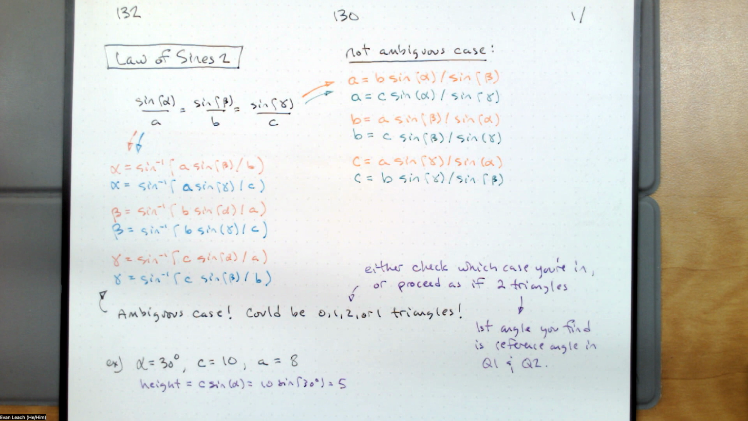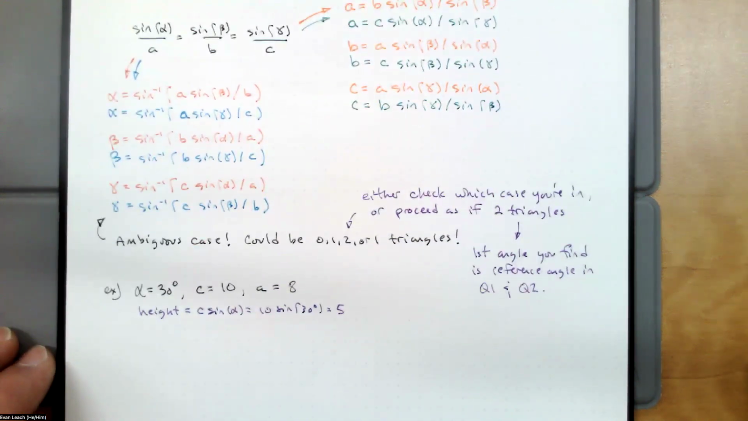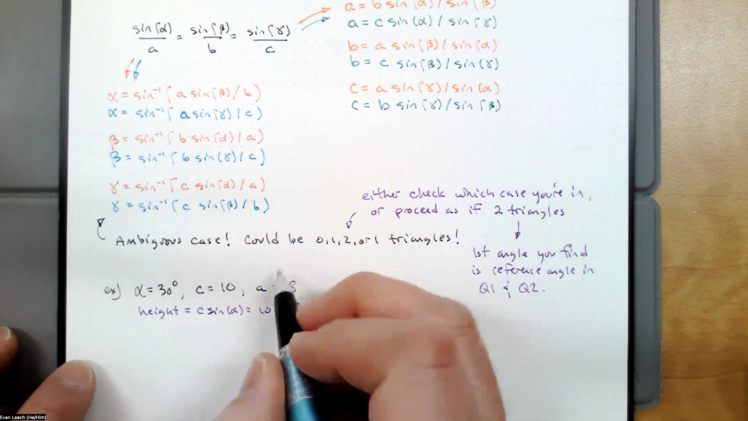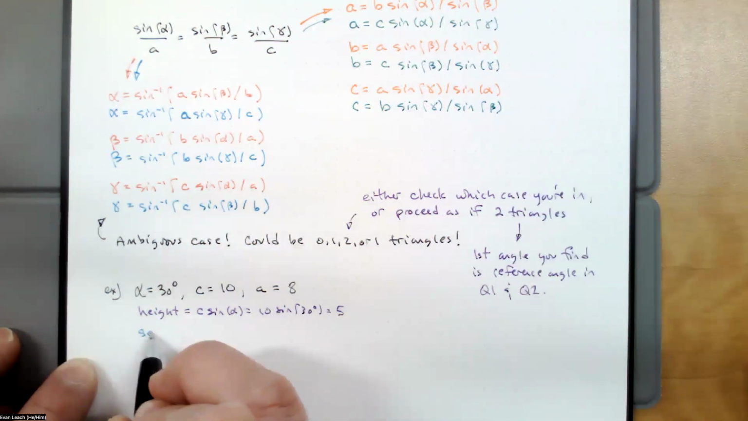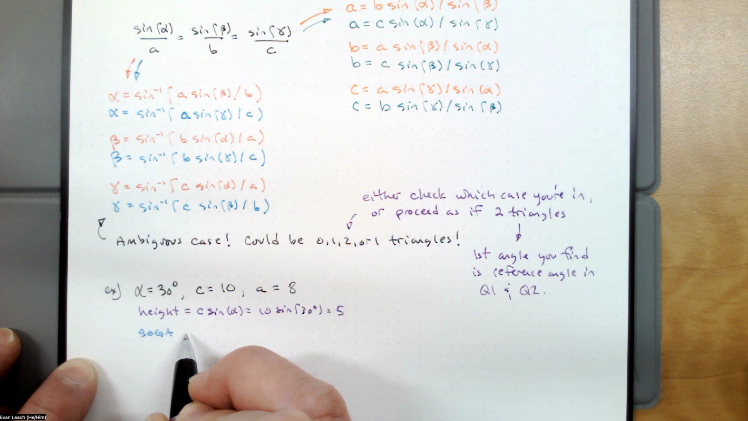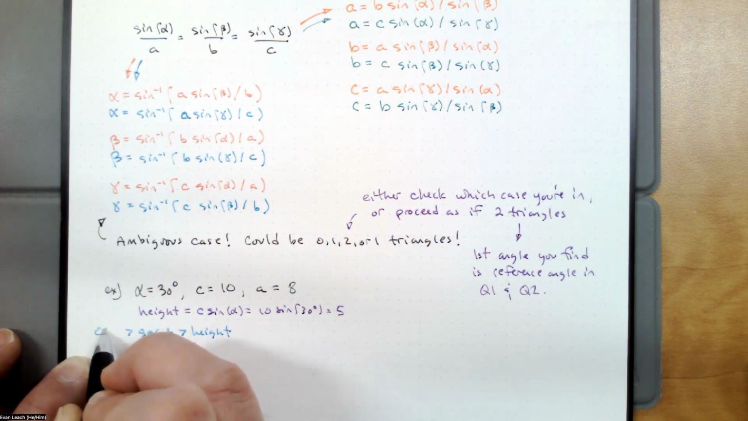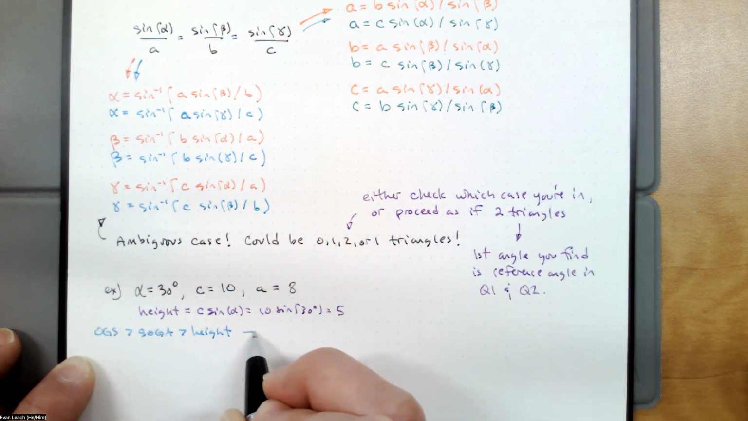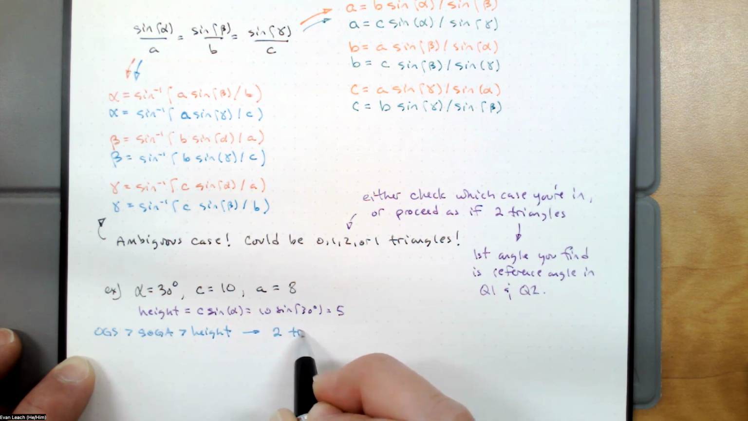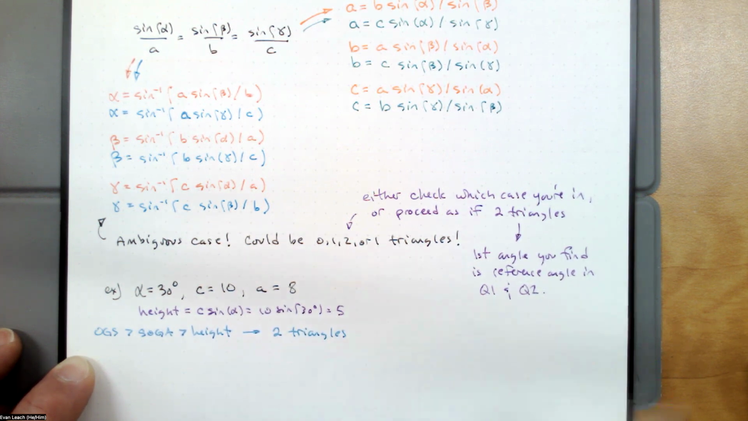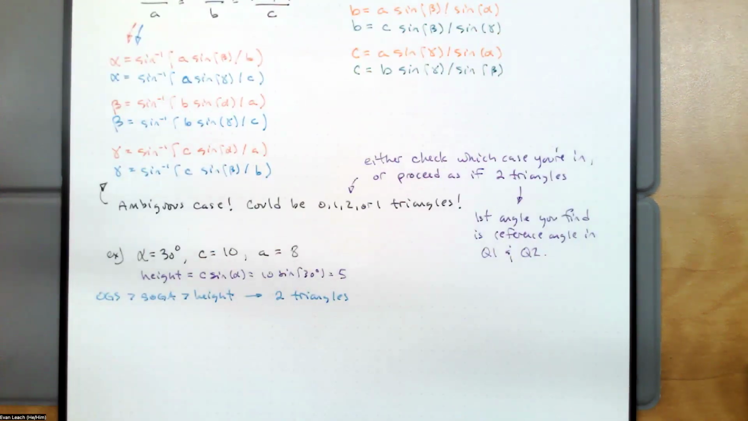So the side opposite the given angle is greater than the height, but less than the other given side. So therefore, there are two triangles. We don't have to know that going in, but sometimes we want to know going in.